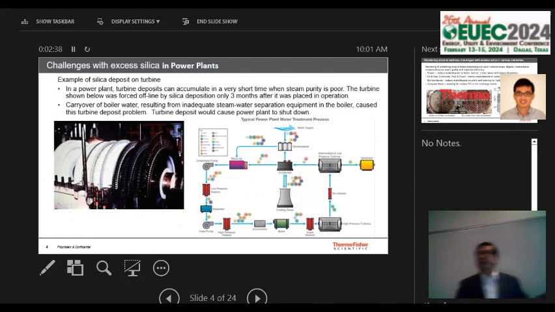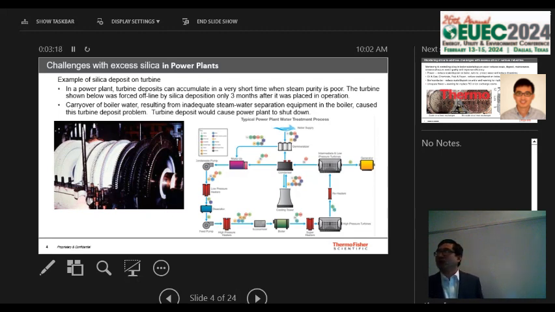Alright, so here is another example of how silica can hurt your power plant operation. As you can see, all the white scale forms on this turbine, even just after 3 months of operation after this new turbine was installed. This is caused by inadequate steam water separation. So some of the water with silica gets into your steam, and then eventually when it evaporates, it precipitates and forms a deposit on your turbine. And this is definitely a shutdown, with severe maintenance and cost. You don't want to deal with it.